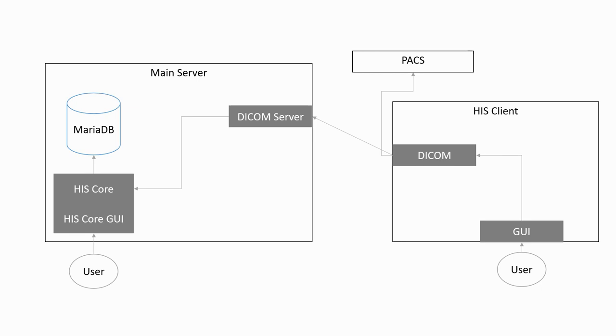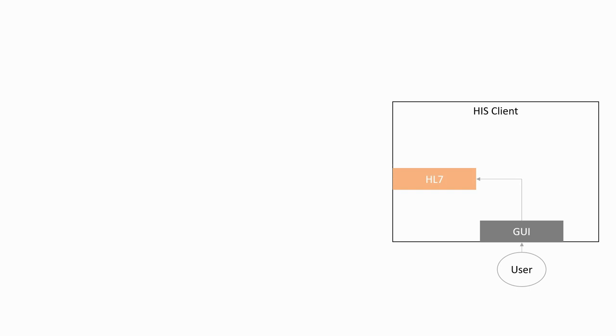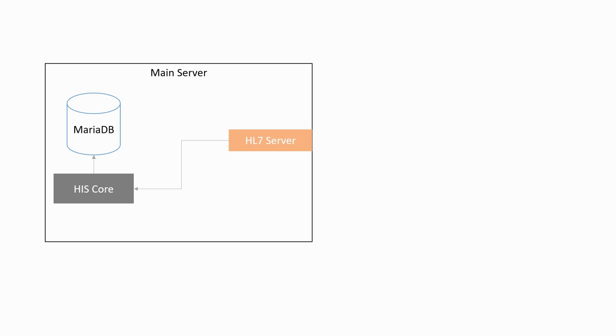Now, we want to add HL7 capabilities to our system. First, we will focus on the HL7 client. We want this client to have an interface for filling in patient information and to be able to send this information to a server using an ADT A01 admission message. In the next video, we will look at the server side of the application and create an application which will be able to listen for incoming HL7 messages and add the patient information to the database when it receives it.